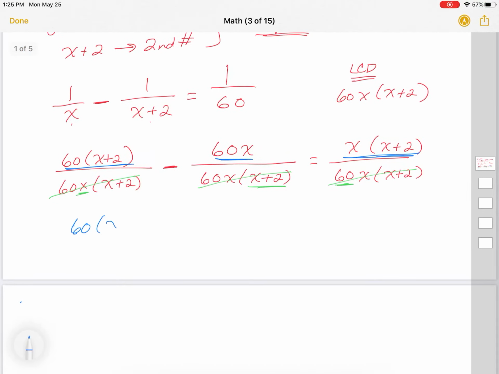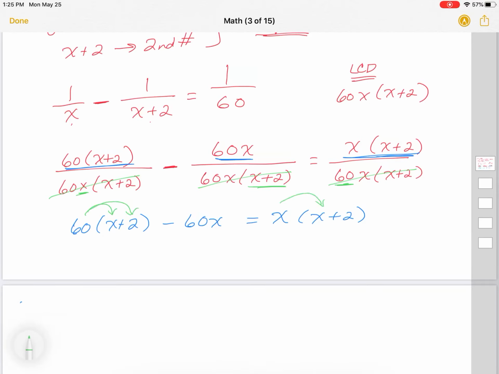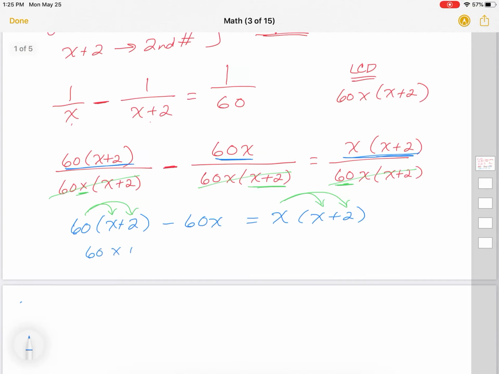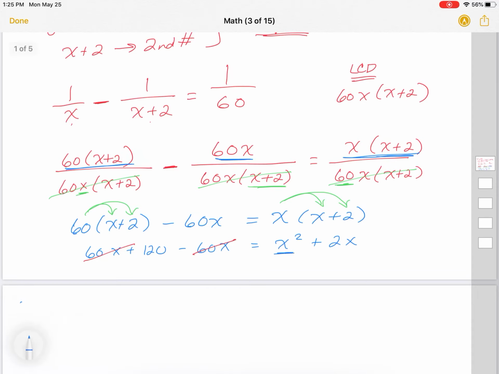So we're left with 60 times x plus 2 minus 60x equals x times x plus 2. We're going to distribute. So distributing there, and we're going to distribute here, and then we're going to solve for x. So we get 60x plus 120 minus 60x equals x squared plus 2x. On this side, I have 60x and a minus 60x, so we can get rid of those. We have a quadratic, so we're going to move everything over to one side. So 120 will move over here.